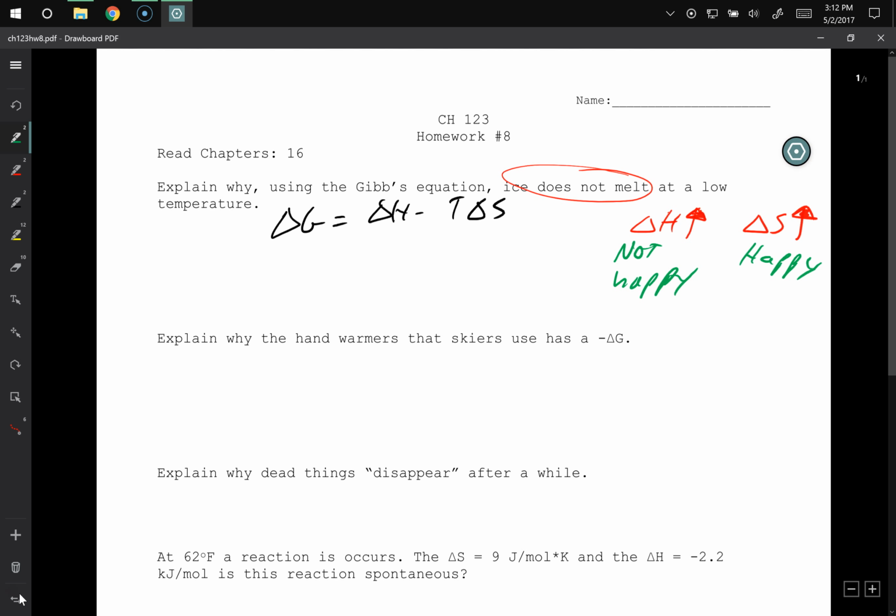Okay, so if it turned into a liquid, nature would be happy with that because its entropy went up. It became more disordered. But to make it a liquid, I have to put energy into it, and nature's not happy with that. So if I were to increase this and I were to increase this, how do I make this a negative value?